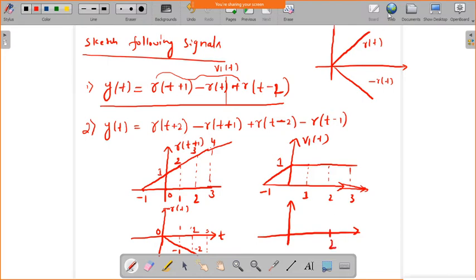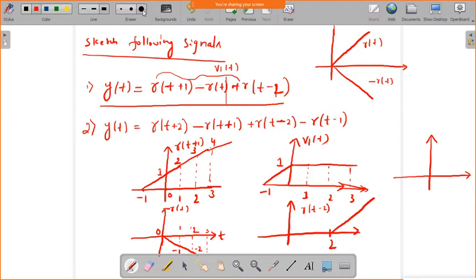It is the same r of t, which is shifted by 2 units, is it not? So the signal will grow like this from 2. Now if you add these v1 of t and r of t minus 2, then you will get the resultant signal y of t. So now you write the resultant signal y of t, how it will be.